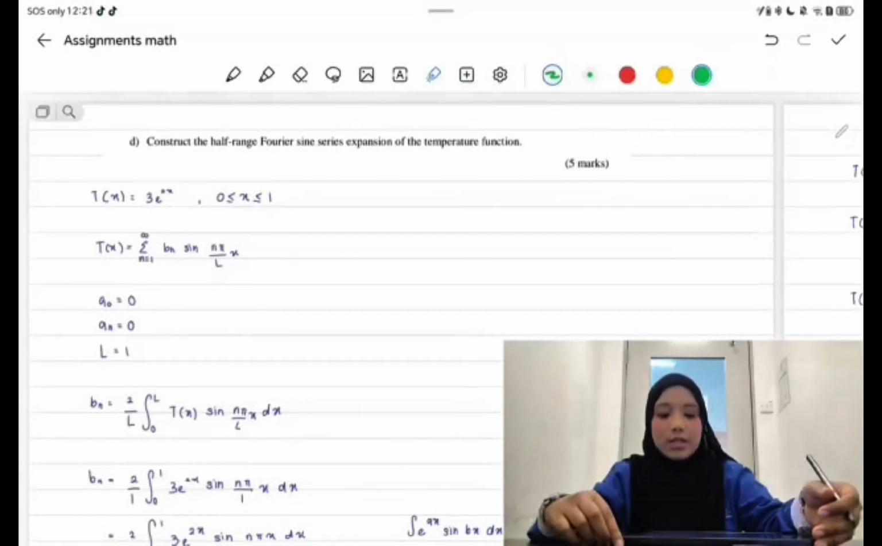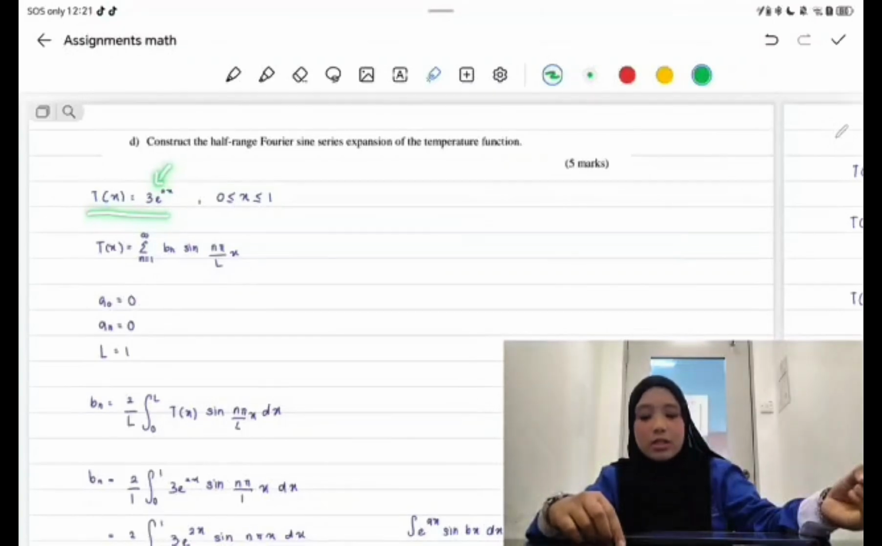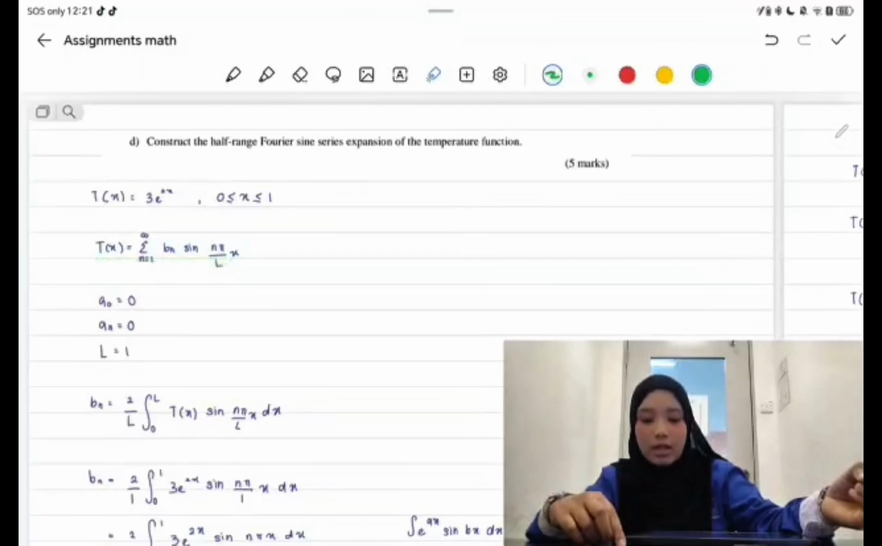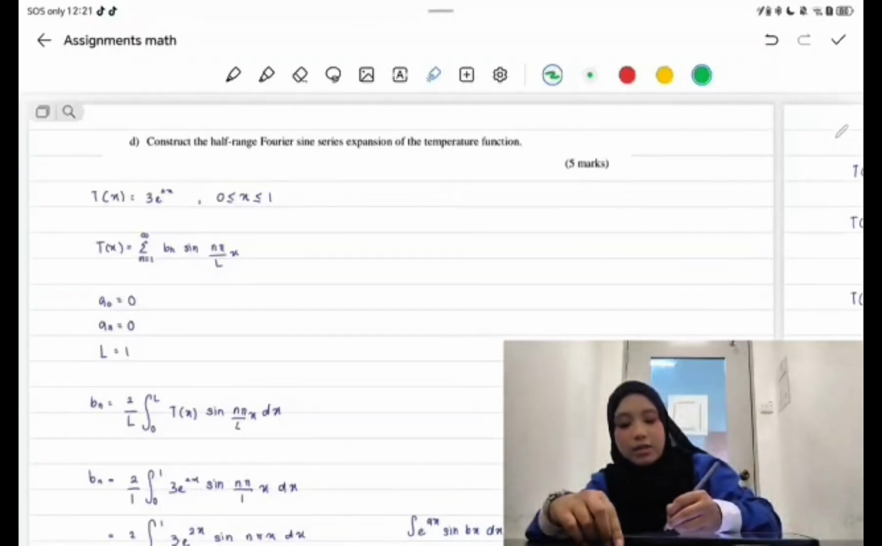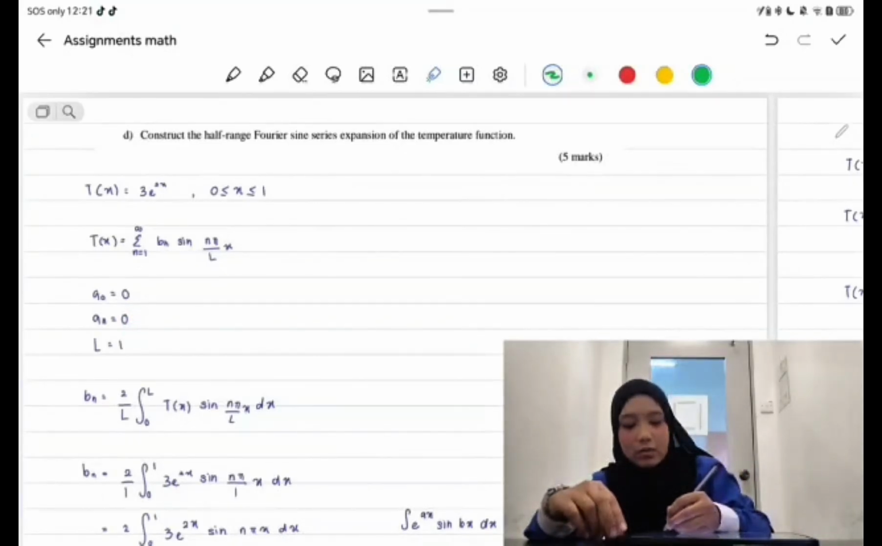Construct the half-range Fourier sine series expansion of the temperature function. The function is T(x) equals 3e^(2x), where 0 is less than or equal to x, less than or equal to 1. The general formula for the half-range Fourier sine series is T(x) equals the summation from n equals 1 to infinity of b n sine of n pi over L x. As we know, if we construct the half-range Fourier sine series, a naught is automatically equal to 0, a n is equal to 0, and L is equal to 1.